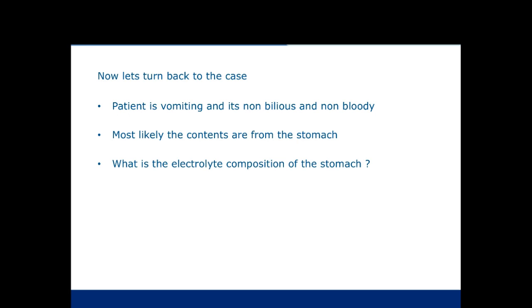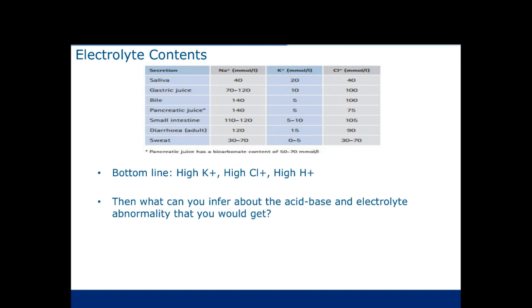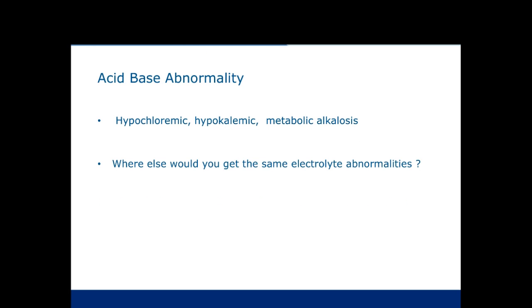So what's the electrolyte composition of the stomach? The reason being, if we know the electrolyte composition, we're going to know what the patient is vomiting. That means they're losing that, and we can tell what electrolyte abnormality they're going to get. So the stomach, the bottom line is, has high potassium, high chloride, and high acid, obviously. So if you lose a lot of potassium, a lot of chloride, and a lot of acid, what kind of acid-base abnormality are you going to get? Yes, you get hypokalemic, hypochloremic metabolic alkalosis. Hypochloremic because you lost a lot of chloride. Hypokalemic, you lost a lot of potassium. Metabolic alkalosis because you lost the acid.